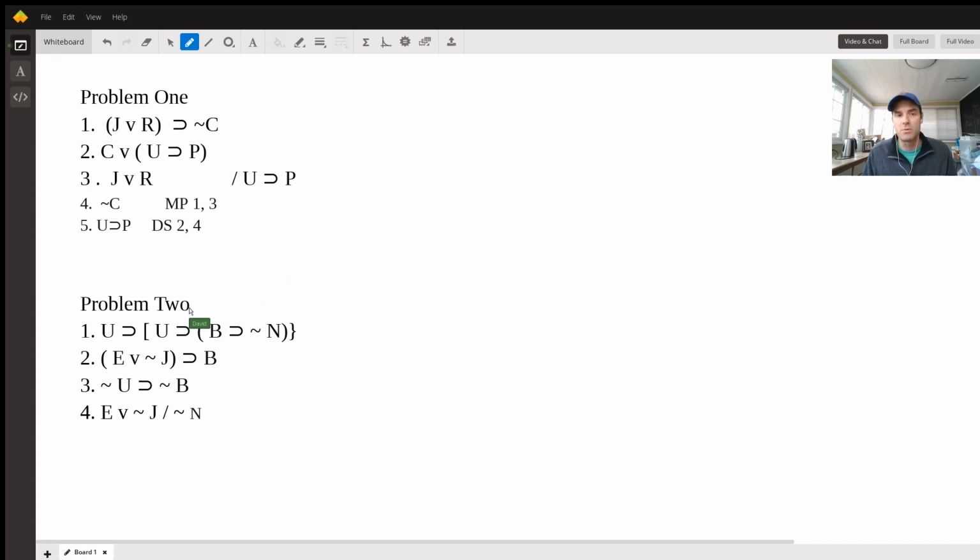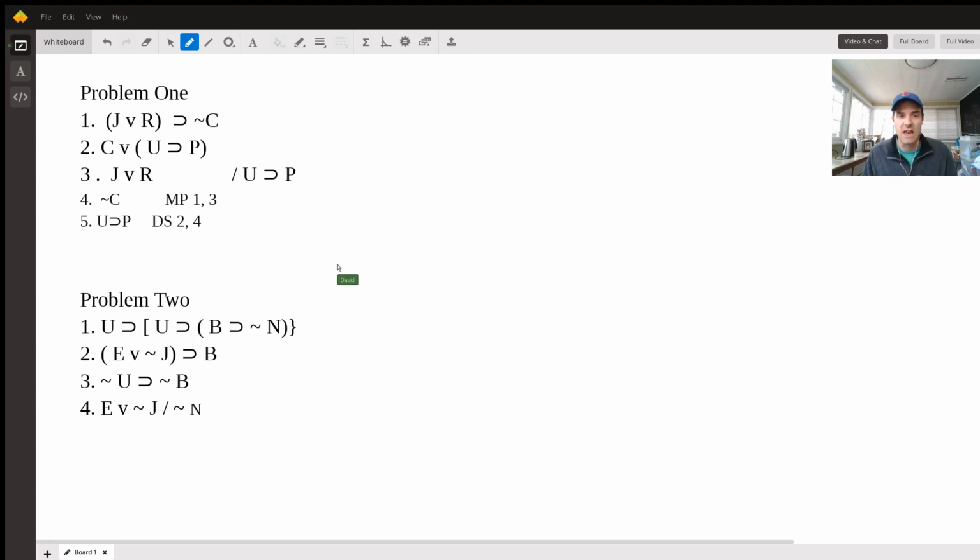Now let's look at problem 2. This one is a little bit more sophisticated, but it's still quite doable. You've got a very long, complicated premise at the beginning there, and you might feel like, oh, gee, that is intimidating, right? But don't be intimidated by it. This is actually very simple if we break it down to its elements. Now, let's look at what we're trying to prove here. We're trying to prove that not N, okay?